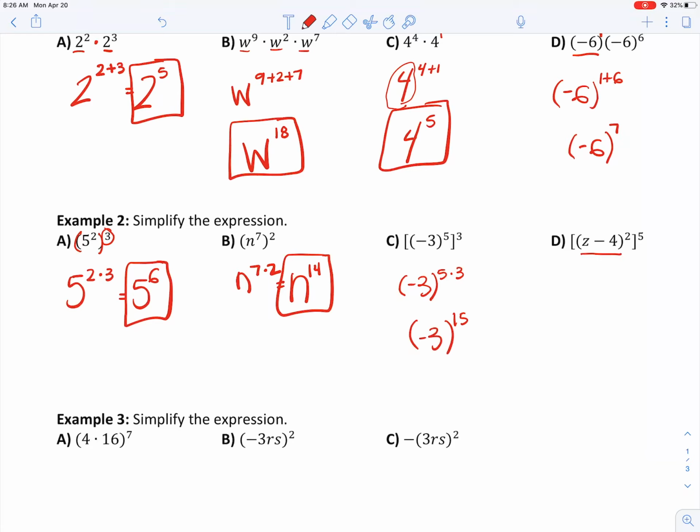All right, this one looks confusing because our base has z minus 4 in it, but really we do the same exact thing. We take the z minus 4, we don't do anything to it, and we do 2 times 5, which is 10. So our final answer is z minus 4 in parentheses to the 10th power.